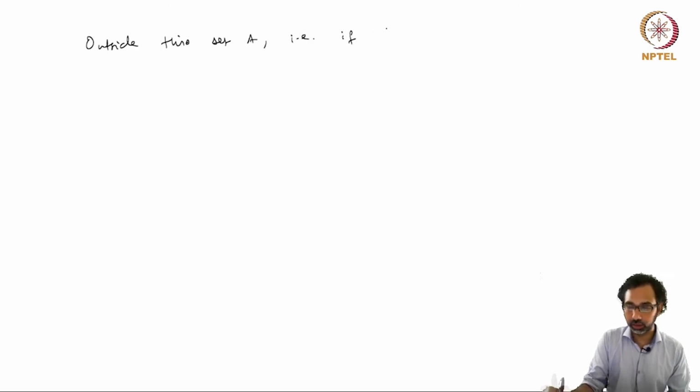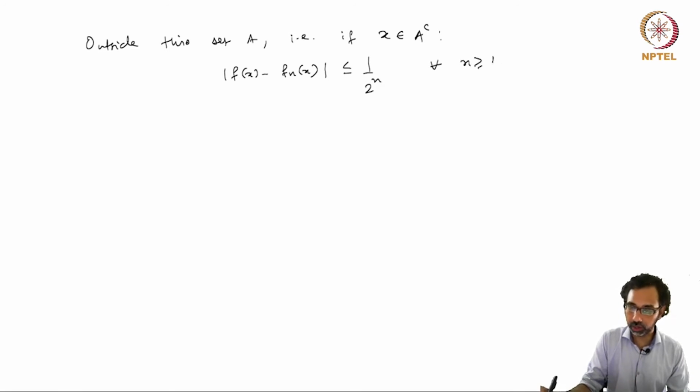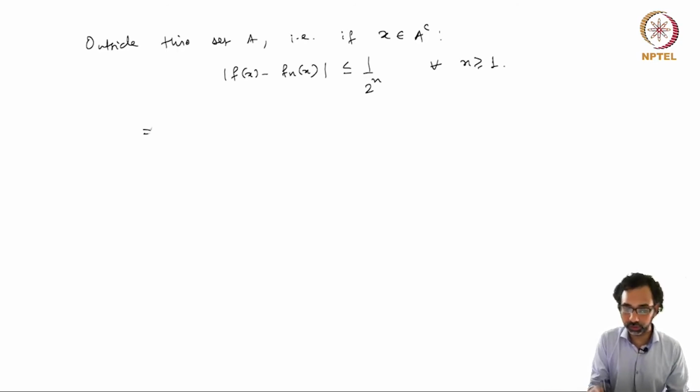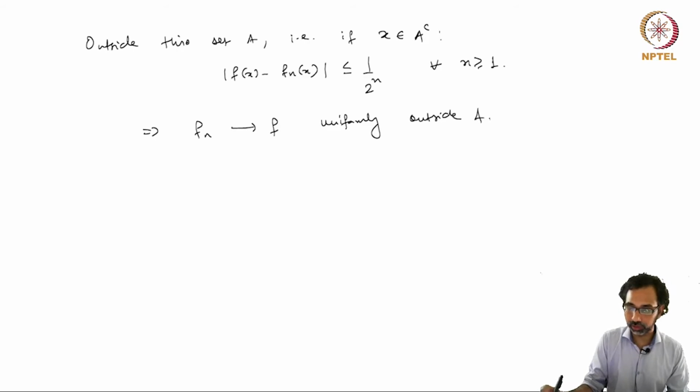So if x belongs to A complement, then we have |f(x) - f_n(x)| is less than or equal to 1 over 2 to the power n for all n greater than or equal to 1, and this implies uniform convergence of this function sequence. f_n converges uniformly to f outside A, and so this is our required set outside of which there is uniform convergence of f_n's to this function f.